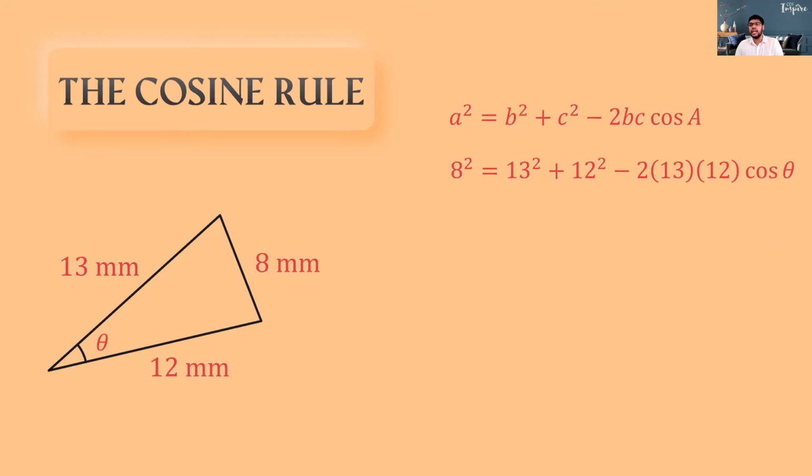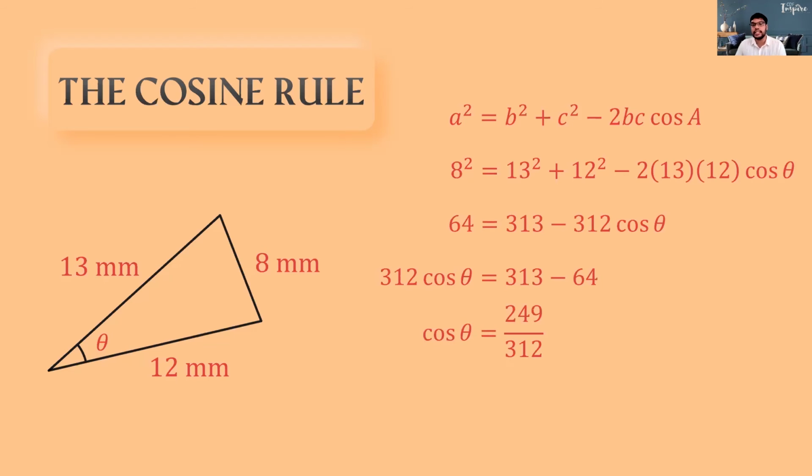Then when I simplify, you all have your calculators, so you can check with me if you like. You know that 8 squared is 64, and 13 squared plus 12 squared is 313, right? Then children, 2 times 13 times 12 is 312, right? Now children, remember I'm looking for cos theta. So I will rearrange this equation, take 312 cos theta to the other side, and bring 64 to this side. Then you can subtract 64 from 313, that gives us 249, and I will divide by 312 to make cos theta the subject.